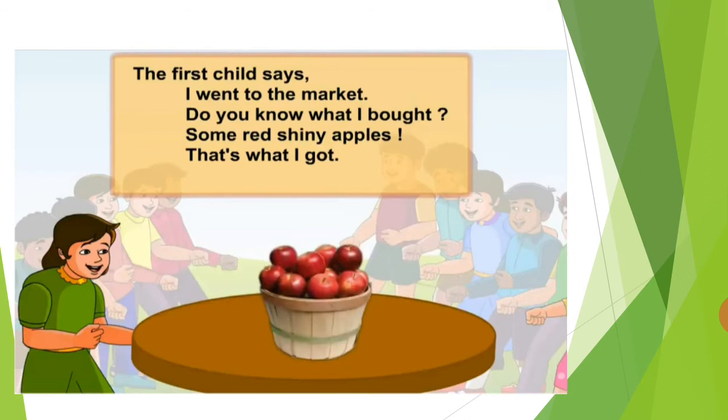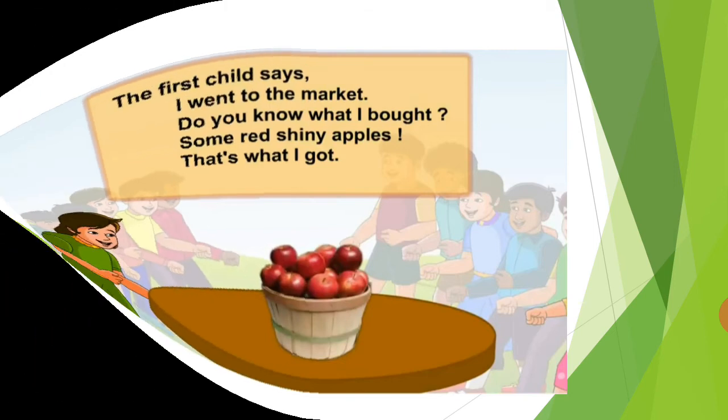I went to the market, do you know what I bought? Some red shiny apples, that's what I got. I'll repeat. I went to the market, do you know what I bought? Some red shiny apples, that's what I got. The first child says that he went to the market and you know what I bought. Bought means to buy or to purchase. When we pay money to the shopkeeper and get something in return, it is called to buy or bought. Okay, students? So, when he went to the market, he bought some red shiny apples. He got some red shiny apples.